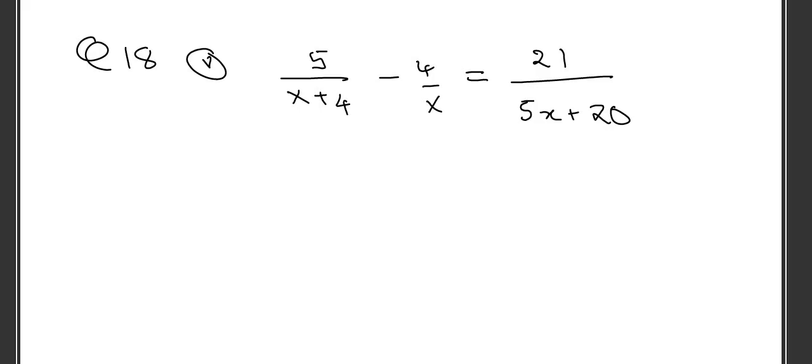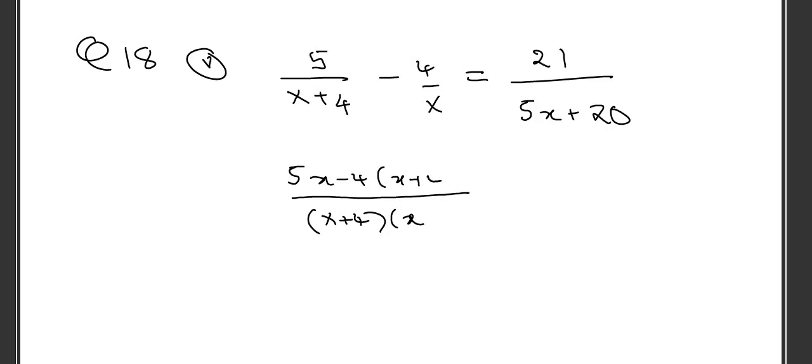Okay, so for this case, it's very straightforward. You just solve the left-hand side, make it into one expression. It's going to be x plus 4. Then you're also going to have x this side. Then here, you can have 5x, then minus 4, x plus 4. Then this is equal to 21. Then you have 5x plus 20.